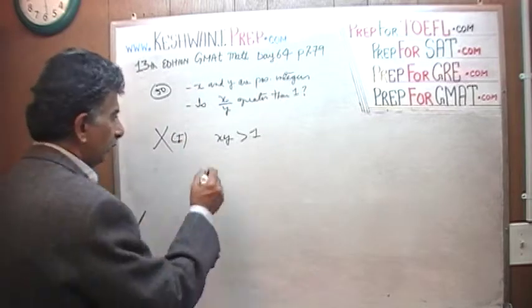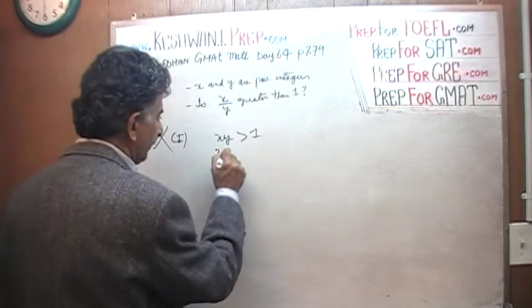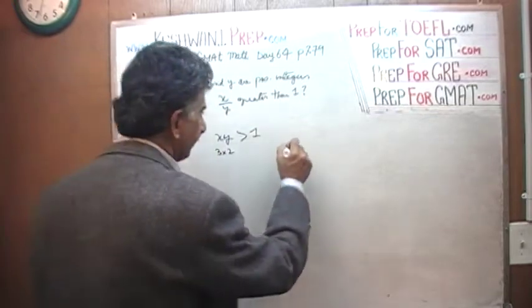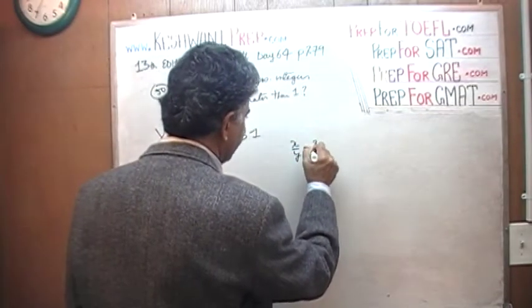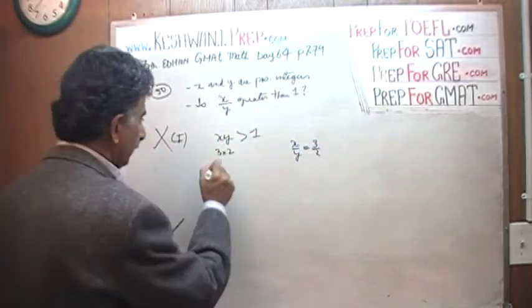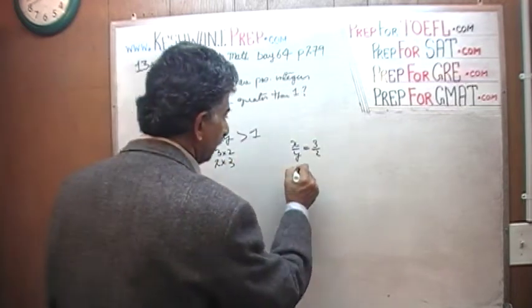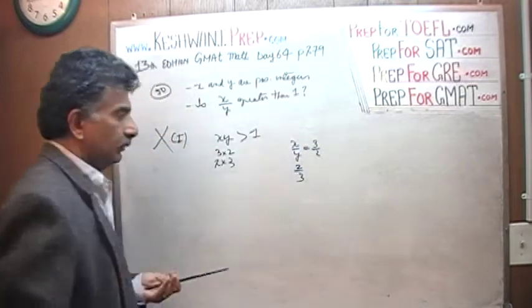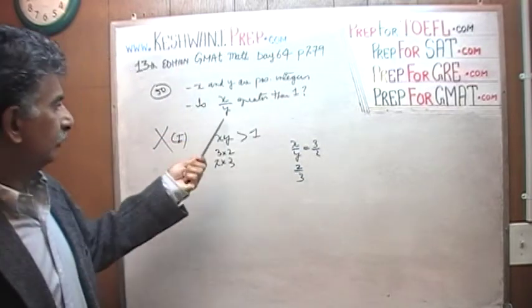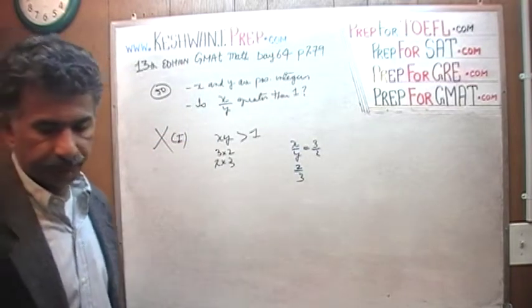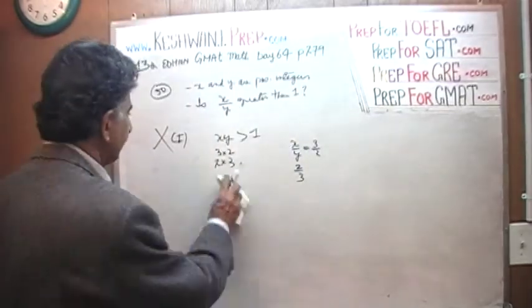For example, for all we know, it could be 3 times 2, in which case x over y would be 3 over 2. Or it could be 2 times 3, in which case it will be 2 over 3. We cannot tell the ratio of x to y just because their product is more than 1. The first statement is not enough.